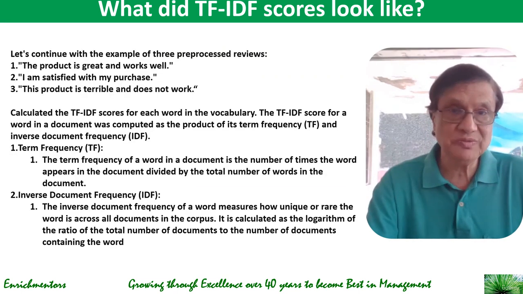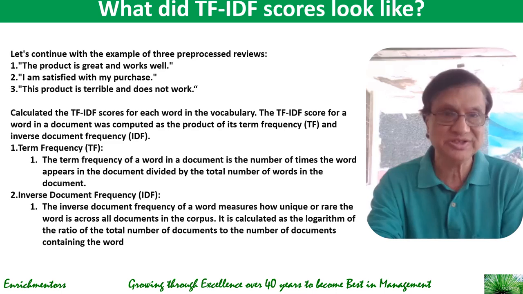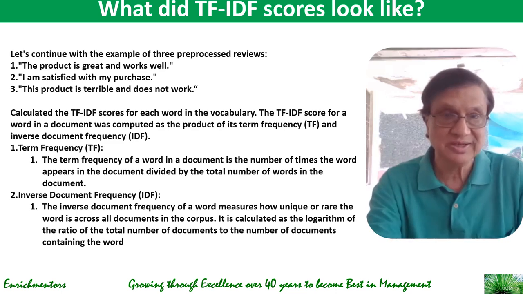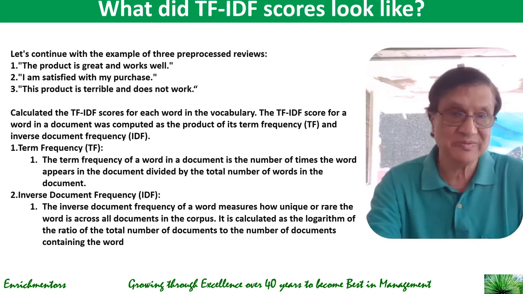Let's continue with the example of the three pre-processed reviews. The product is great and works well. I am satisfied with my purchase. The product is terrible and does not work. They calculated the TF-IDF score for each word in the vocabulary. The TF-IDF score for a word in a document was computed as the product of its term frequency, TF, and inverse document frequency, IDF.